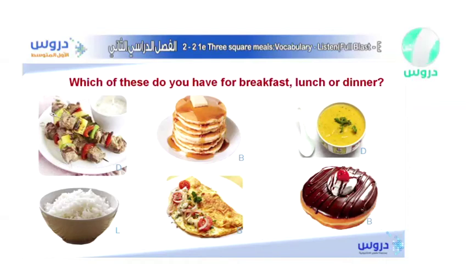Okay, so we are done with these six, of course. We have mentioned, for example, kebab, we can have it for lunch or also for dinner, and rice for lunch. For breakfast, we can have pancakes, omelet, and of course, donuts. Also, we can have soup for dinner.